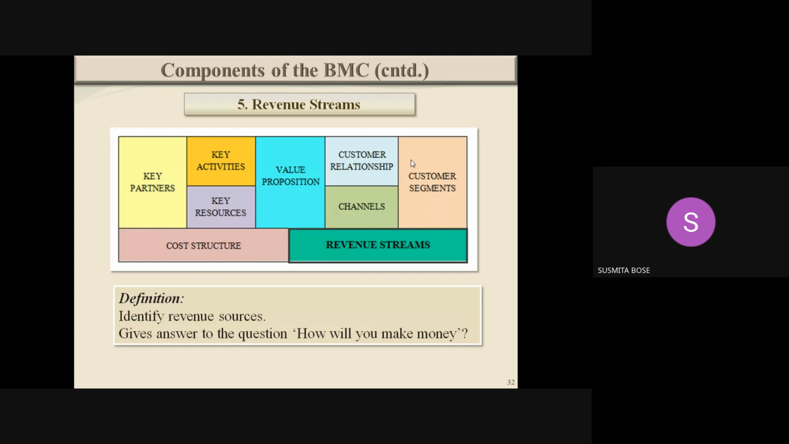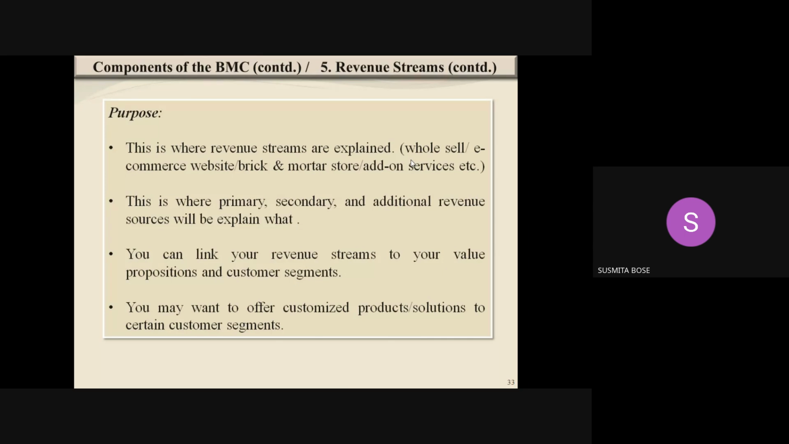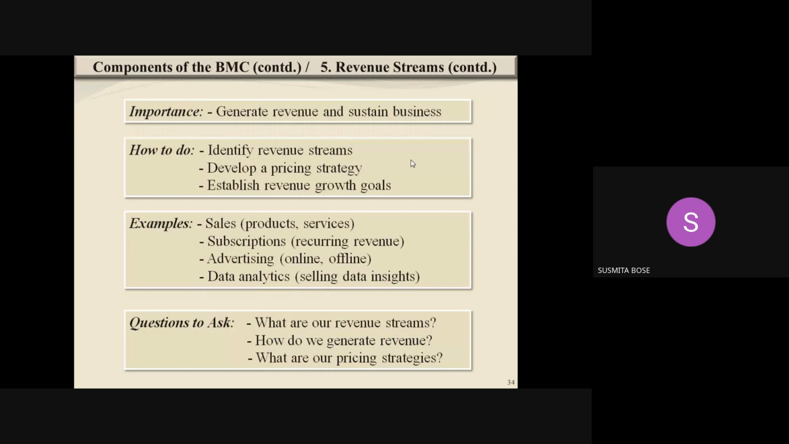This is where revenue streams are explained: wholesale, e-commerce, website, then add-on service, whatever. This is where primary, secondary, and additional revenue sources will be explained. You can link your revenue streams to your value proposition and customer segment. You may want to offer a customized product solution to a certain customer segment. The importance of this section is to generate revenue and sustain the business.